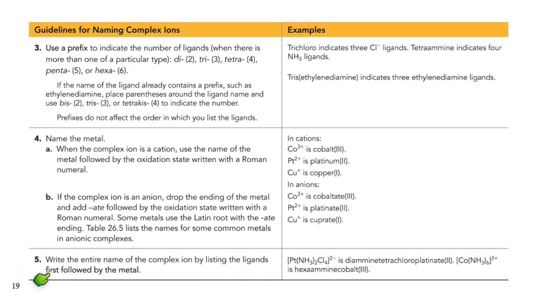Then you write the entire name of the complex ion, ligands first, followed by the metal. So here, Pt(NH3)2Cl4 2-. Okay, so ammine is first alphabetically, and there's two of them, so diammine, and the next is chloro. So four, tetrachloro. This is a negative ion, so platinum becomes platinate, and then the charge on the platinum: there's 4 minus here and overall 2 minus, so this platinum must be a 2+ ion. So diamminetetrachloroplatinate(II).